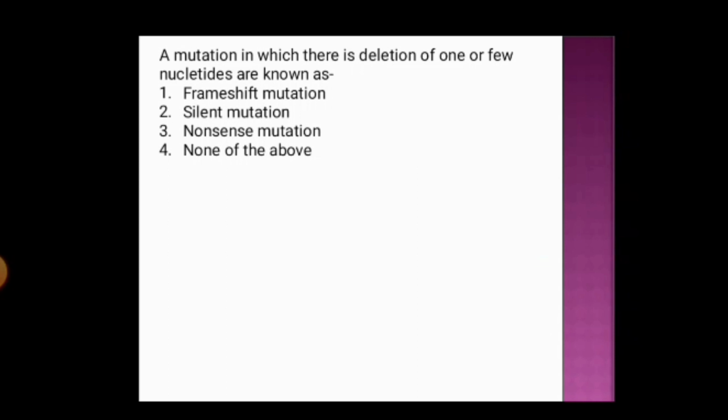Next question. A mutation in which there is deletion of one or a few nucleotides is known as option 1 frameshift mutation, option 2 silent mutation, option 3 nonsense mutation, and option 4 none of the above. And the correct answer is option 1, that is frameshift mutation.